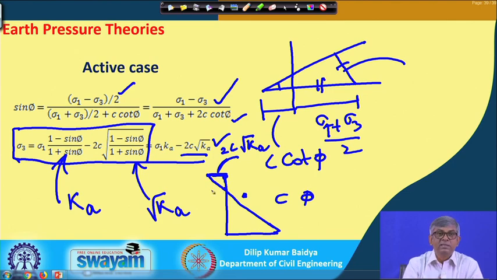So, for this case, when the wall retains C phi backfill, your earth pressure diagram will be like this: this portion will be negative and this portion will be positive. Of course, this will give you thrust in this direction and this will give you tension. I will discuss later on what is the effect of it.